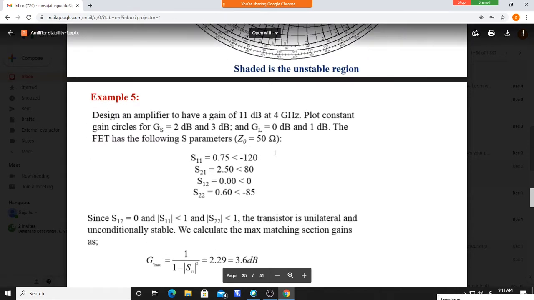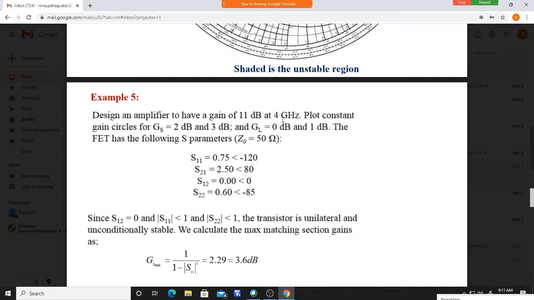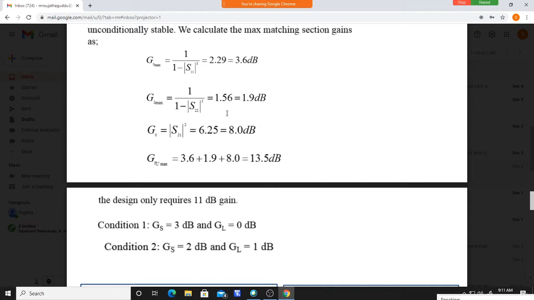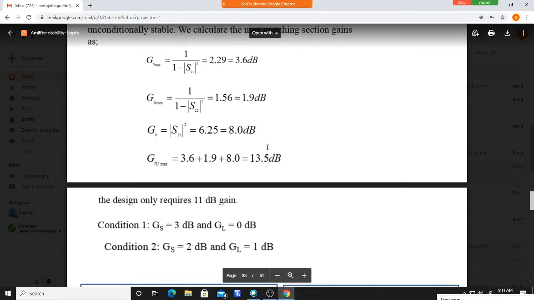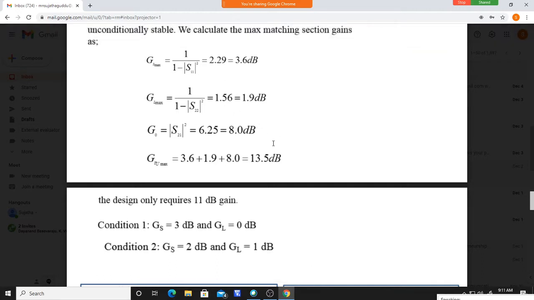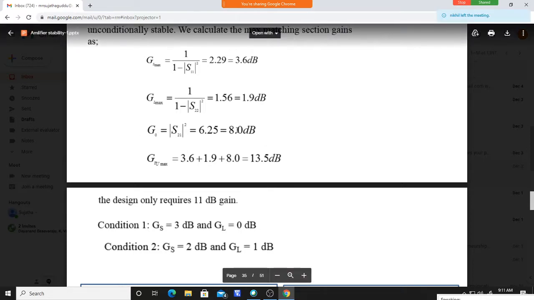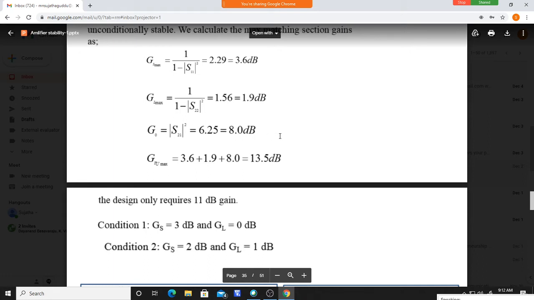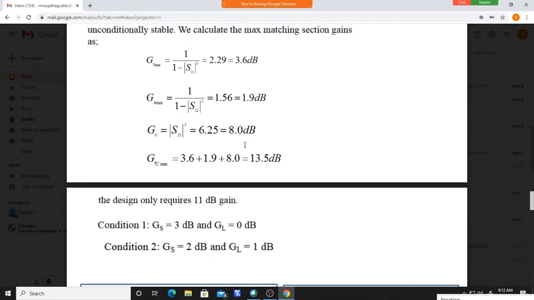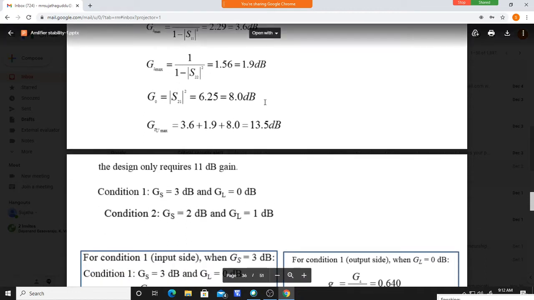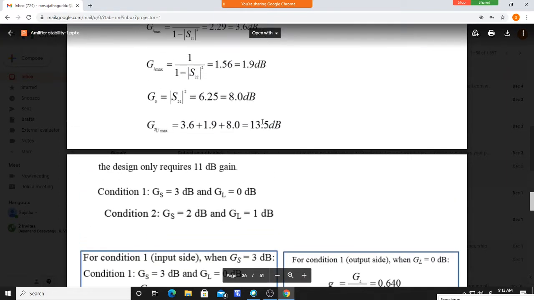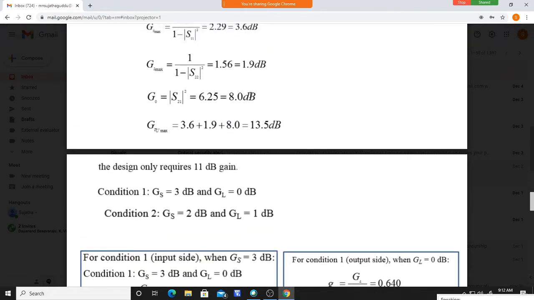But in the problem it is asked to get only 11 dB. So for 11 dB, you can decide yourselves what gain to take from each of these. You should take G naught equal to 8 dB only. You cannot take a lesser value of this. You should take G naught as it is, so G naught is 8 dB we are taking.